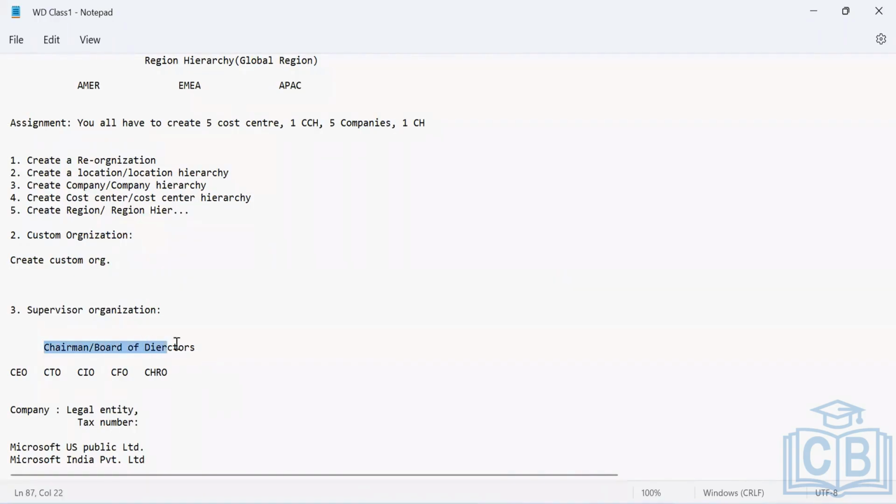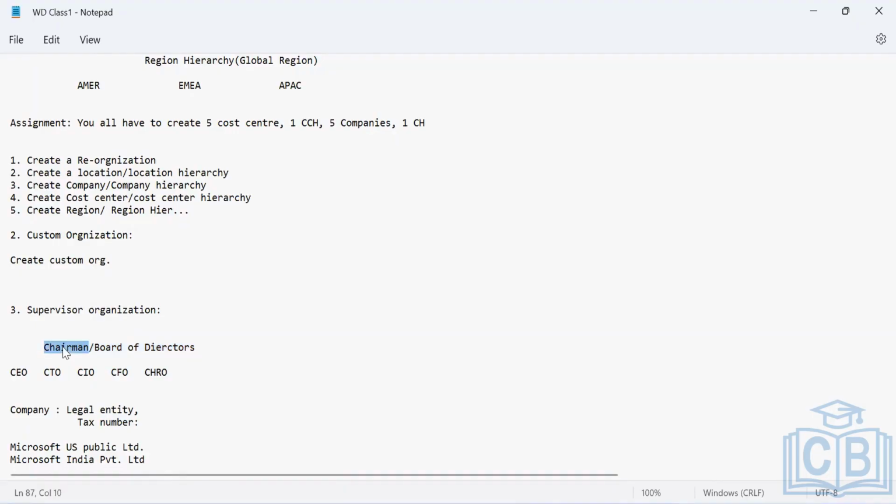Whoever is at the top level, let's say the chairman or board of directors, they are also a member of one of the supervisory organizations. They may not be hired, but they will be in the system by default. Whoever is the chairman or board of directors will always be at the top level.